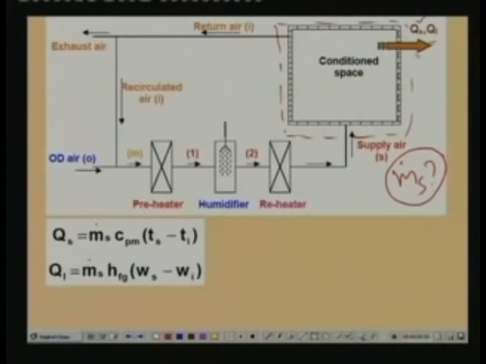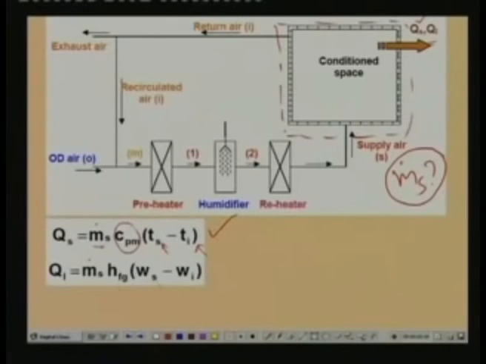Then if I apply energy balance for this control volume, I can write Qs like this. Qs is equal to m dot s into Cpm into Ts minus Ti, where Ts is the inlet air temperature and Ti is the outlet air temperature, and m dot s is the air flow rate and Cpm is the specific heat of the moist air, right.